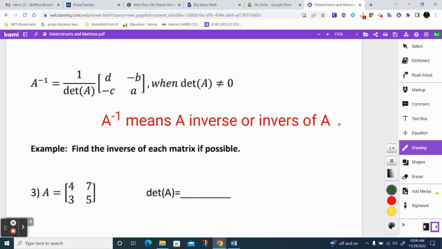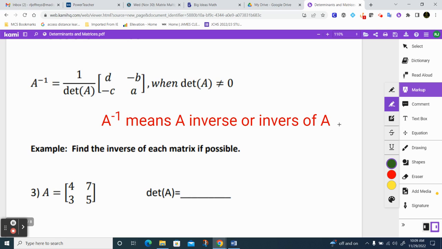I know. So, what's kind of interesting about this is we swap the D and A. D and A, not D and okay. And we multiply these by -1, and it's 1 over the determinant, okay? Now, please don't say a -1. Please don't do it. Every time you do, part of my hopes and dreams just shatter in front of me. Okay, this actually means A inverse or inverse of A.